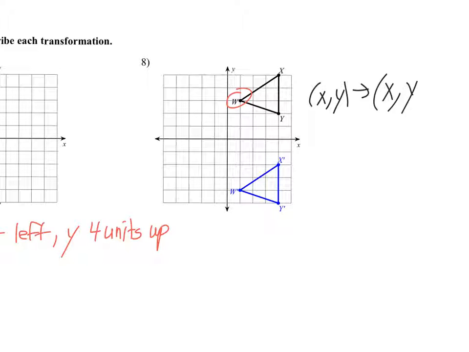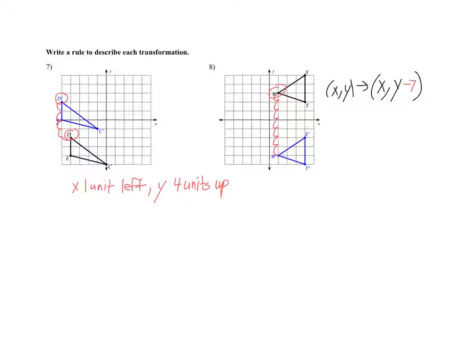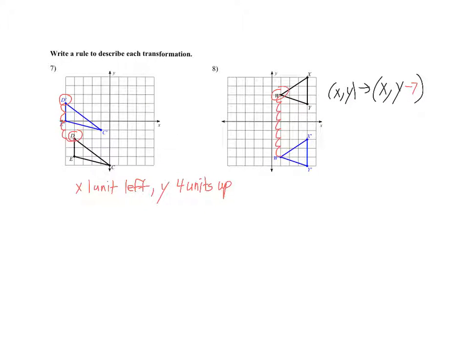And then Y, what did Y do? Well, we went 1, 2, 3, 4, 5, 6, 7 down. So that would be a minus 7 since it went down 7. And that's how we would write it with the mathematical sentence. Which one's correct? Both of them are correct. One just uses words. The other one uses a mathematical notation, but they're still both correct.